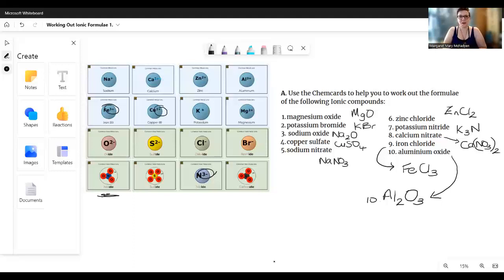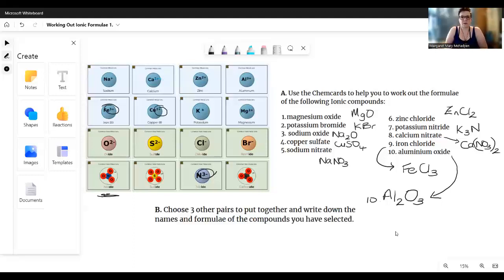So I hope you got on okay with that. So if you haven't had a go at task B, stop the video and have a go. Just choose 3 other pairs that are not on the list. See if you can name the compound and then write down its chemical formula using the cards to work that out. And you can get your teacher to check those afterwards to make sure you've done it correctly. Okay, good luck. Go for it. And I'll see you next time.